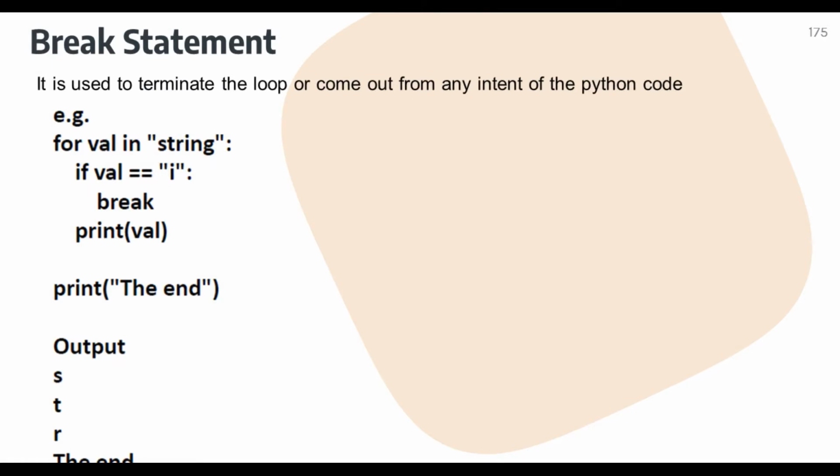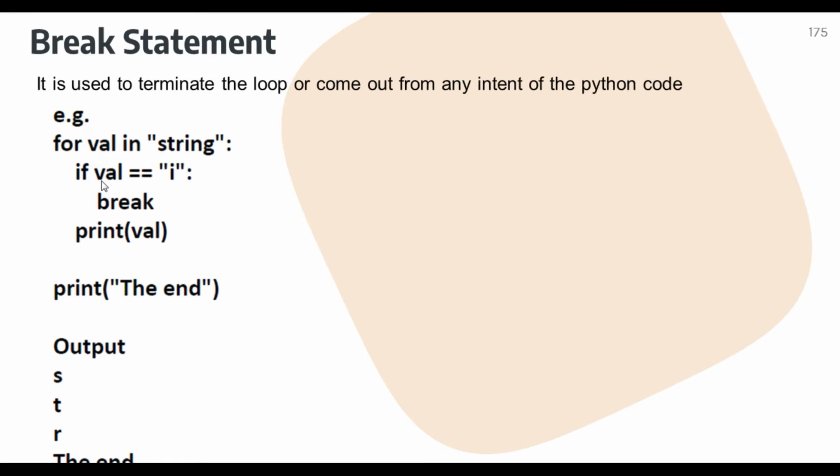These 3 statements are similar, but what matters is the work they do. First of all, break is used to terminate the loop or come out from any indent of the Python code. You can see here I have used a particular for loop. The loop variable is val, and the string here is not a variable, it is a literal, meaning a value of string type. The loop will start, s will transfer to val, t will transfer to val, and so on till g.